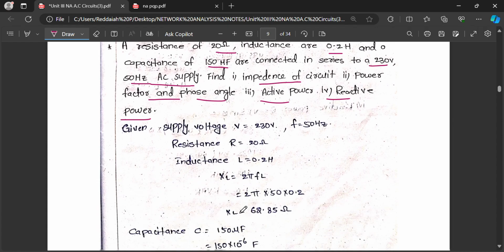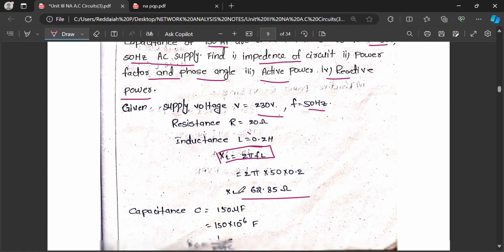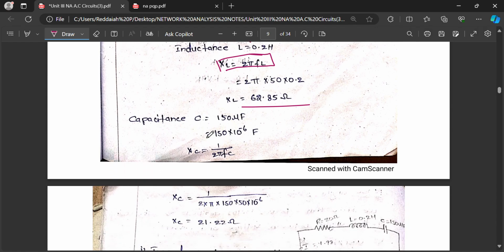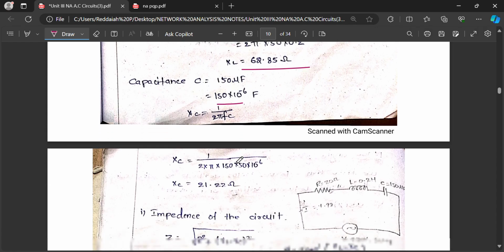Supply voltage is given. First write the given data: V equals 230 volts, F equals 50 Hz, R equals 20 ohm, L equals 0.1 henry. XL, the inductive reactance, you can calculate from L: 2 pi FL. Capacitor value is 150 microfarad, 150 into 10 power minus 6. XC equals 1 by 2 pi FC. Substitute all and you will get the capacitive reactance XC, which is 21.2 ohm.